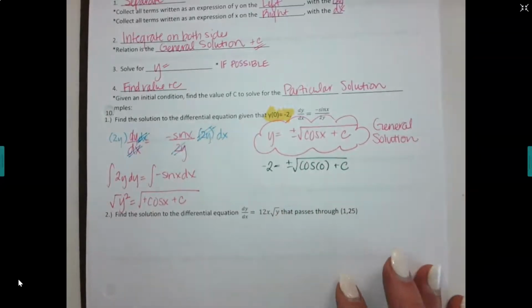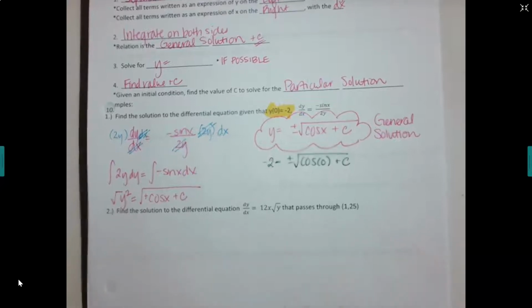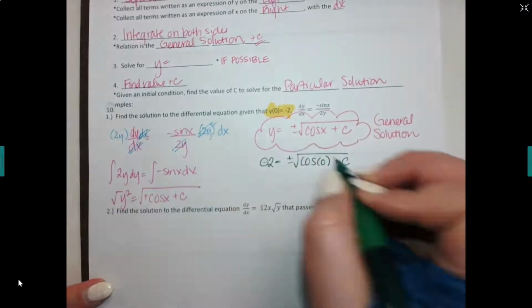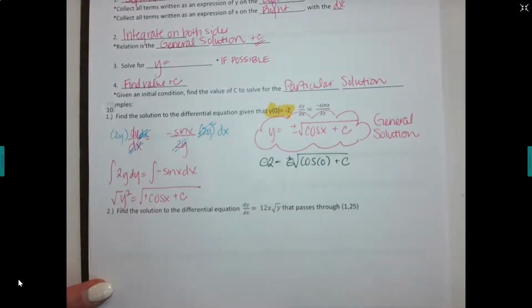Okay, now this is a little bit tricky. Your general solution is allowed to have a plus or minus. Your particular solution, though, you have to choose one. So if my y value is a negative 2, do I want the plus or the minus from the front? I have to pick one. I would choose the minus because I want it to equal minus 2. So if there's a minus over here, I want to pick the minus from this side.